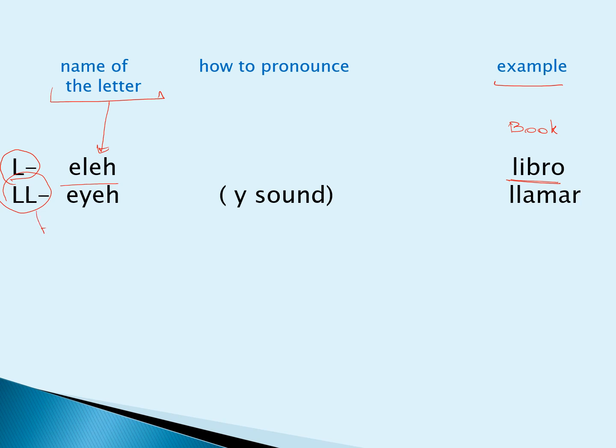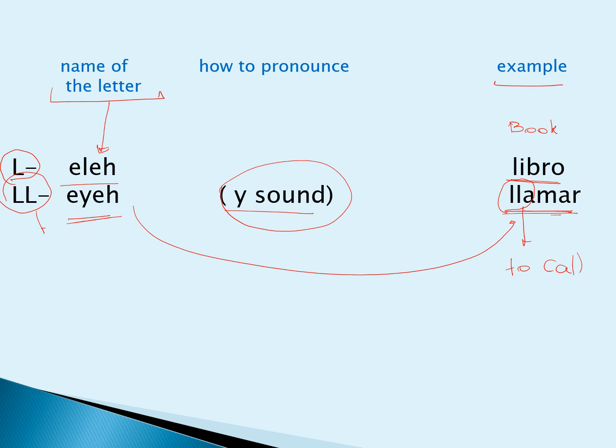This is an additional letter you can't see in the English language. So what is the name of this letter? You will see the example. Yamar means to call. Yamar, ya. So it sounds as a Y sound. Yeah. Y sound. Good.